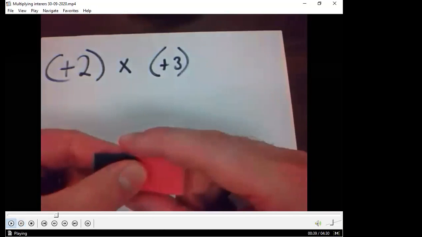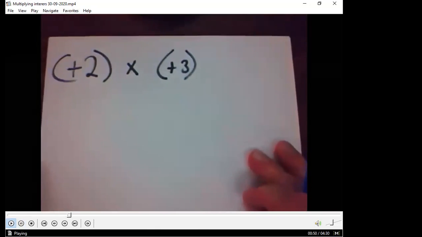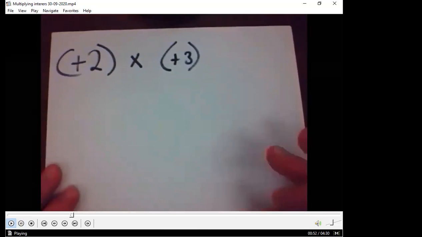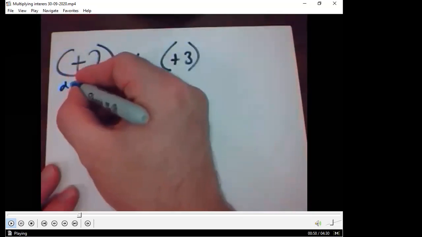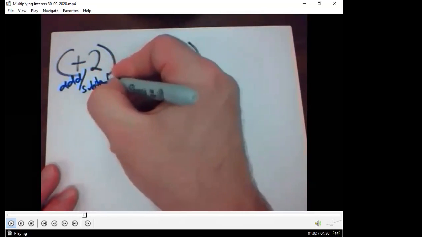Let's continue. So we said that we have a condition. We will use 2 different colors. Now, the first number will denote 2 words. It could be add or subtract. So the first number, we will add or subtract. It depends on what? Grade 7, I want someone to tell me.